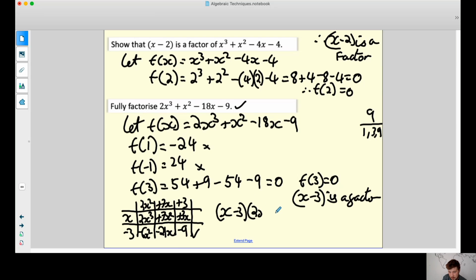2x squared plus 7x plus 3. And if I want to fully factorize this, I need to factorize this quadratic. So I've got x minus 3, and then I'm going to have 2x plus 1 and x plus 3. And again, that would be me fully factorizing this cubic by using the factor theorem here and then dividing polynomials.